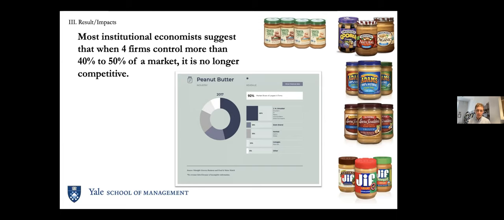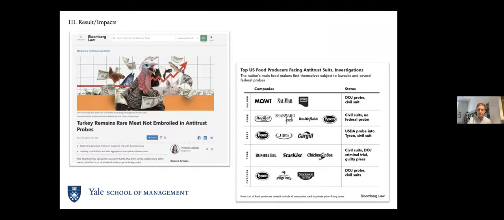No one's measuring this. You can look at national data for a search engine, but national data for hog slaughtering is kind of irrelevant. I'm not going to take a hog from Iowa and ship it to North Carolina. In food, we really need to be looking at regional markets. I also find this hard to keep up with because these markets are so concentrated.